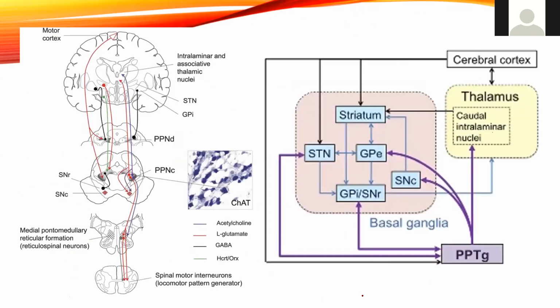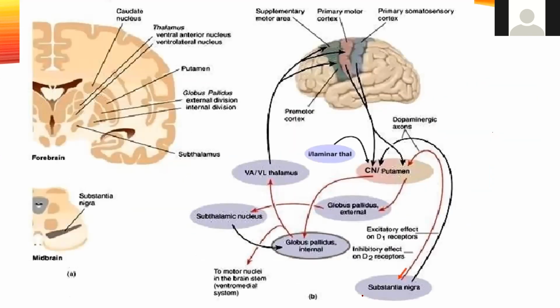This is the same image, which is globalizing all the different inputs and outputs in the basal ganglia. We have, as we said before, the substantia nigra, which will send excitatory impulse to the putamen, to the striatum, which in turn sends inhibitory impulse to the globus pallidus external and the globus pallidus internal.